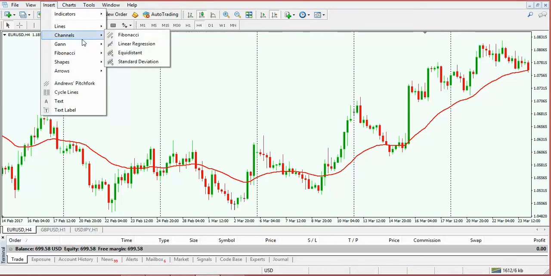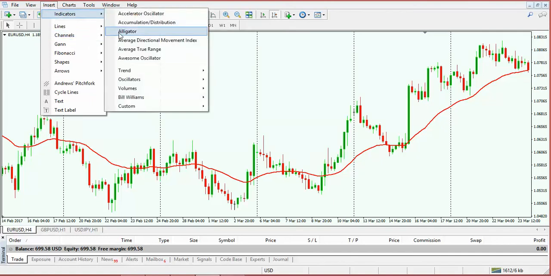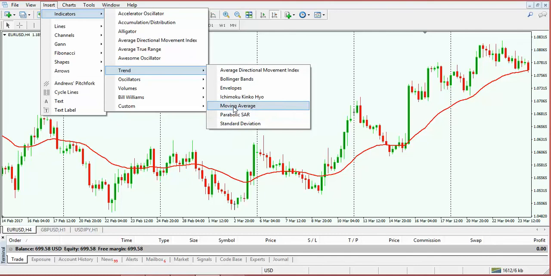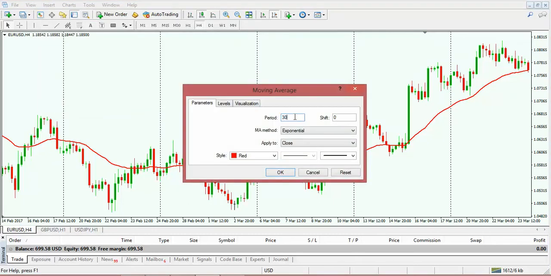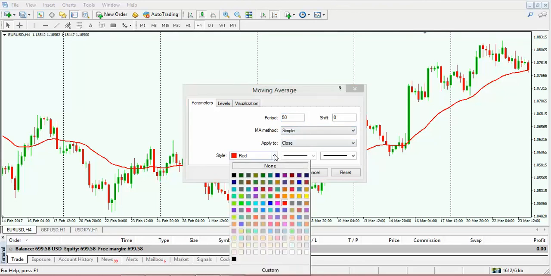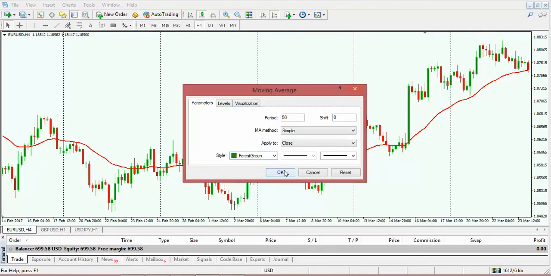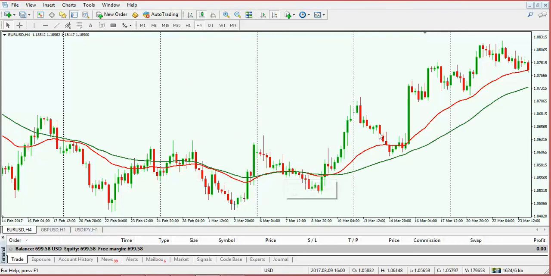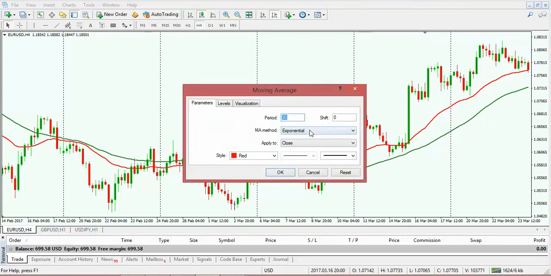So we've got the 30. Let's go and add the 50. We go to indicators, we go to trend, then moving averages. 50. Let's make it, oh well, it's supposed to be simple. Then let's change the color and make this a green. Okay, forest green is okay. Let me make it simple.